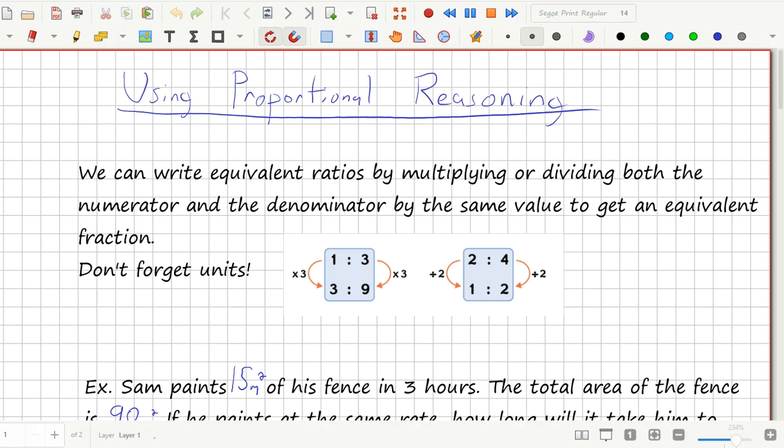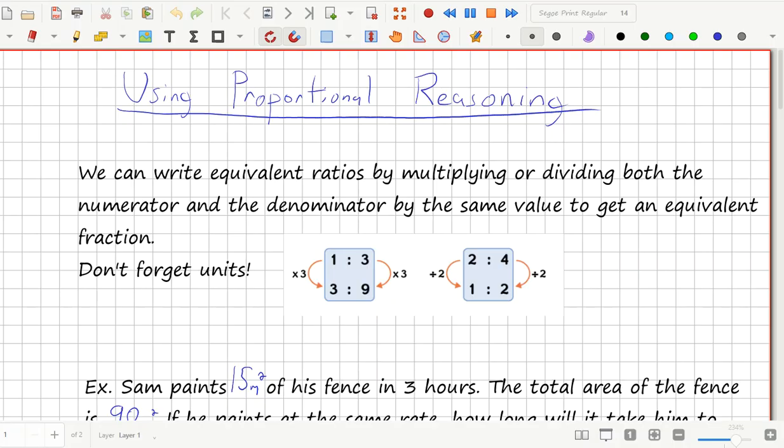This lesson is using proportional reasoning. So we're going to take all the stuff that we've learned with rates and ratios and unit rates and unit ratios, and then we're going to apply that to solving unknown fractions, if a numerator or denominator. We've already seen a lot of this stuff in the previous lessons, so let's just go over a little recap.